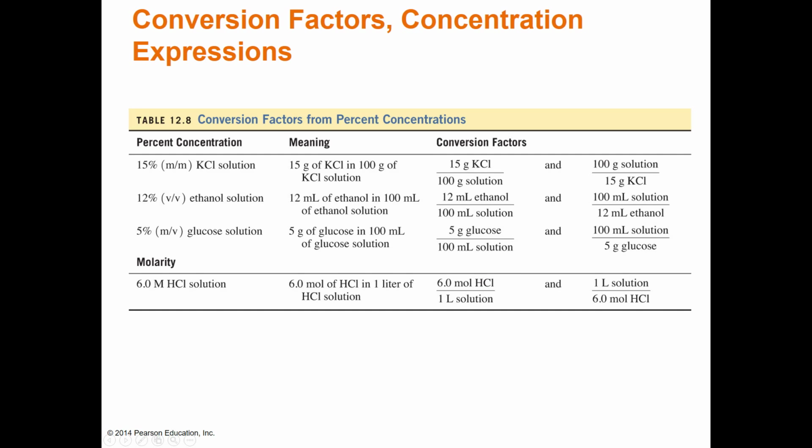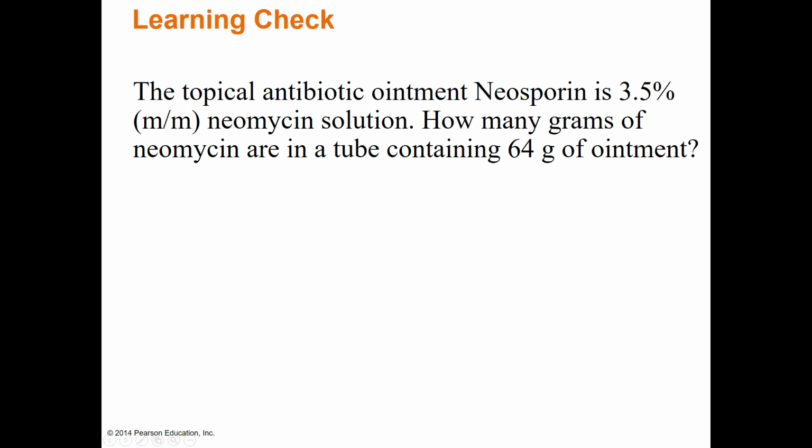A typical antibiotic ointment, Neosporin, is 3.5% neomycin. How many grams of neomycin are in a tube containing 64 grams of ointment? So neomycin here is the antibiotic, but you don't apply the antibiotic directly. It's going to be dissolved in some base. So what this is saying is that you have 3.5% of the antibiotic in the solution. The ointment is called Neosporin, and only 3.5% of it is the actual antibiotic neomycin.